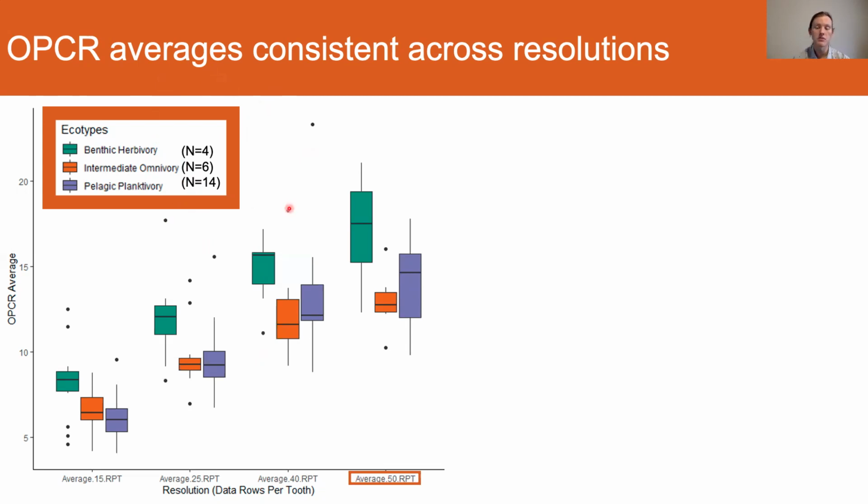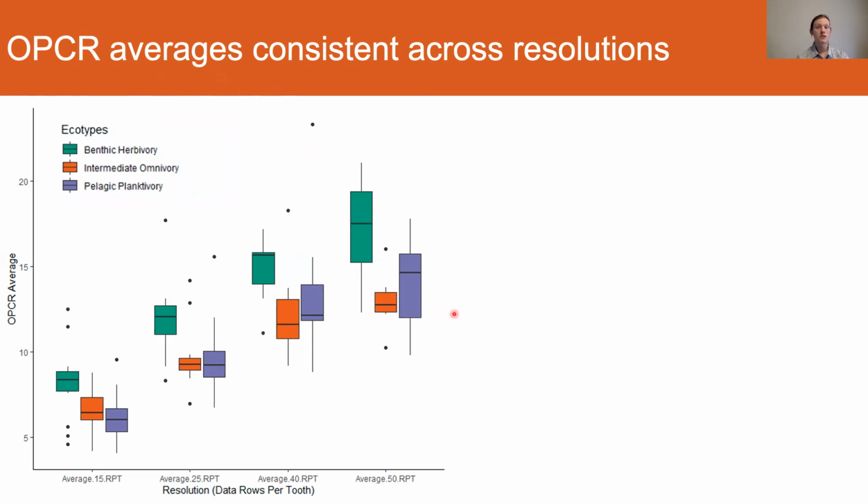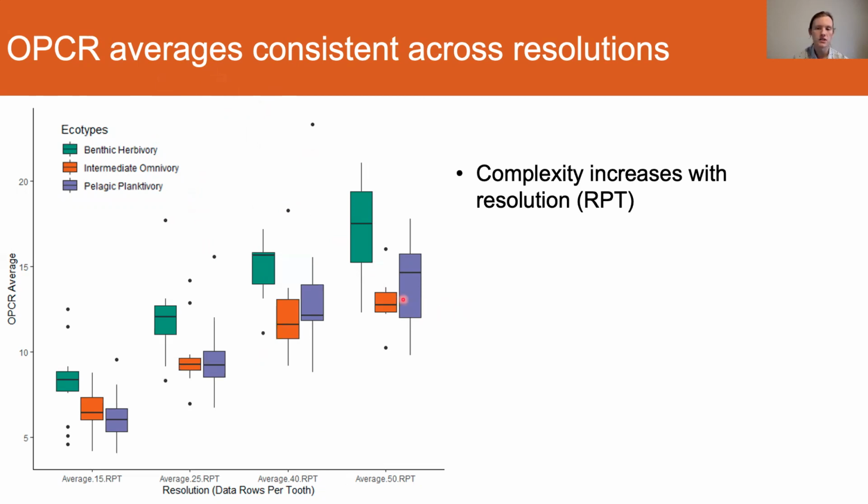However, we still see a similar pattern being maintained, with herbivores showing high complexity, while omnivores and planktivores show substantial overlap. Putting this all together, there are two big takeaways from these results. The first is that complexity increases with resolution, which isn't too surprising, and we can see this clearly in the general increase to each ecotype at the different resolution levels that we use.